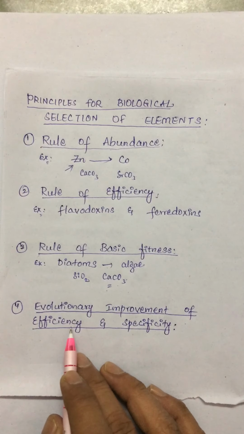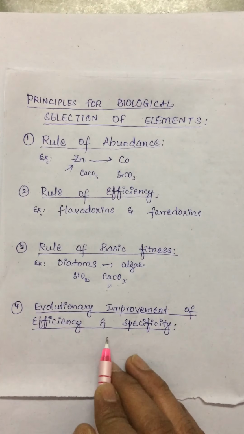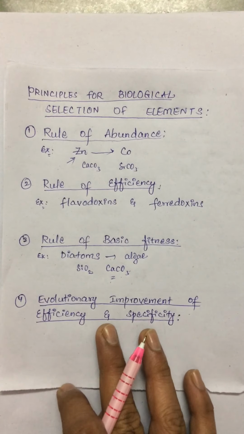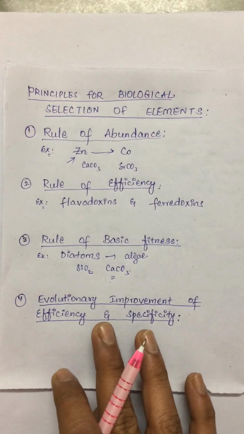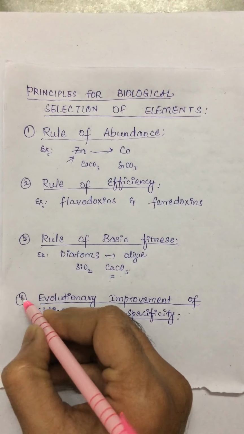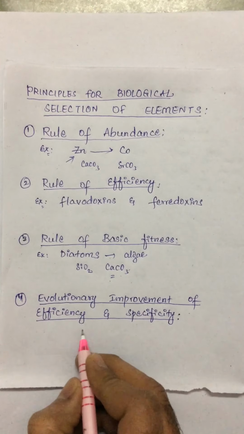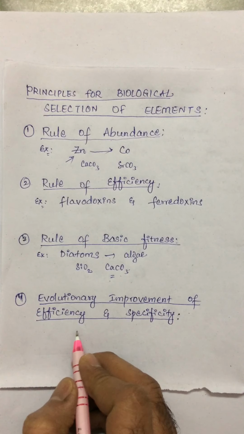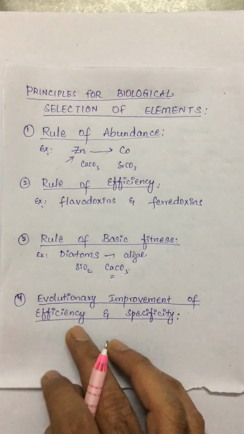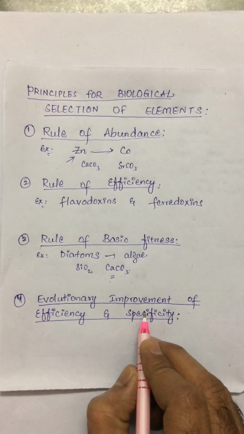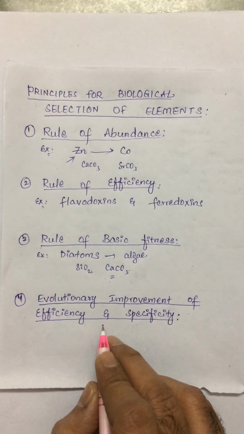Right. Coming to the fourth one, evolutionary improvement of efficiency and specificity. Let me take a small example. Most of us have smartphones fully loaded with apps, and every time these apps get renewed. So just as the apps are getting renewed, in a similar way, nature will improve itself. Nature will also refresh itself. Nature will also update itself. And how is it updating? By improving itself, by improving its efficiency and also its specificity.